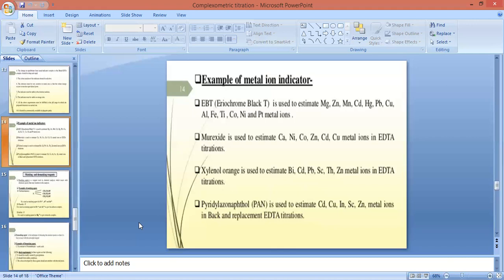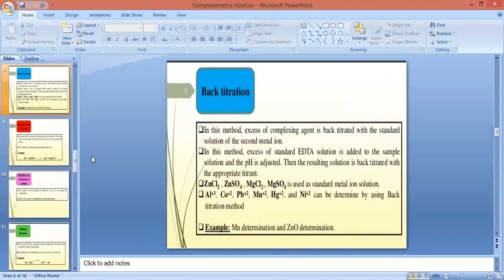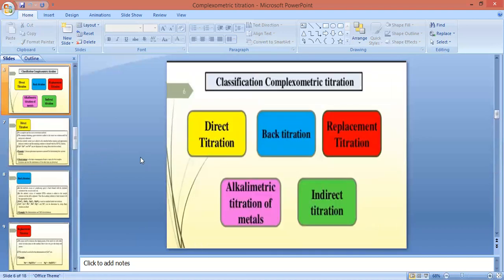After the introductory part, we covered the classification of complexometric titration. Depending upon the nature of the analyte, complexometric titration is categorized into 5 major classes: direct, back, replacement, alkalimetry, and indirect. In direct titration, we directly titrate the solution of metal ion with the complexing agent.